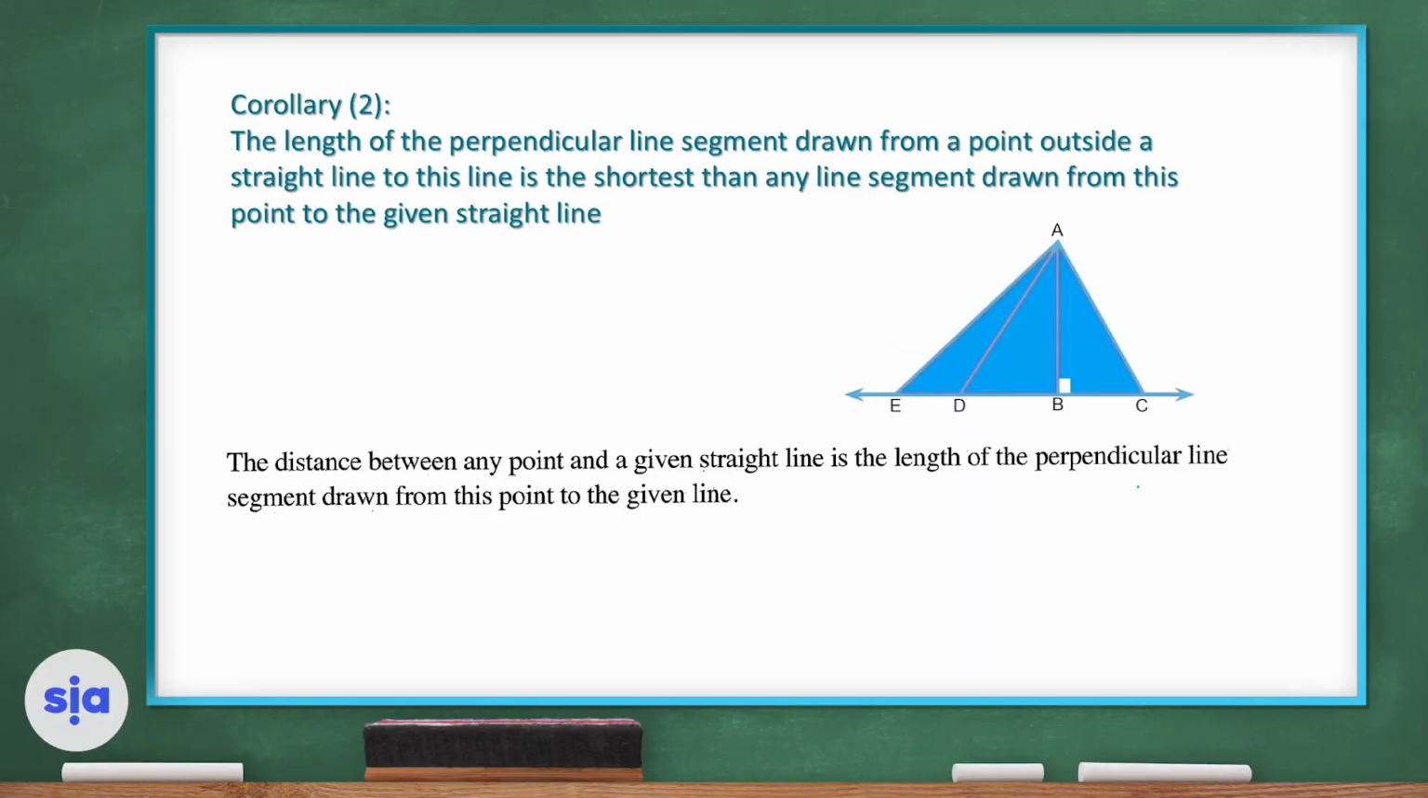And also remember that in the obtuse angle triangle, the side opposite to the obtuse angle is the longest side in this triangle. Corollary number 2. The length of the perpendicular line segment drawn from a point outside a straight line to this line is shorter than any line segment drawn from this point to the given straight line. As you can see in the figure, the distance between any point and a given straight line is the length of the perpendicular line segment drawn from this point to the given line.